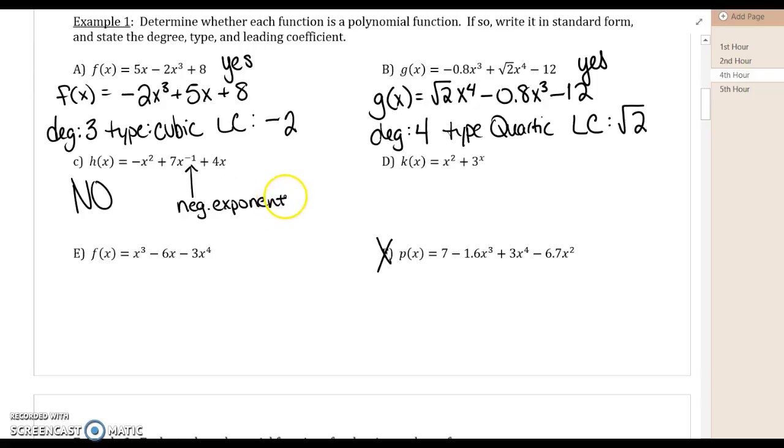What about D? D is not a polynomial, and here's the best way to describe why. It has an unknown exponent. You can't have a variable as your exponent because you don't know what the variable equals. That variable could end up being an imaginary number, or a negative number, or a fraction, or a decimal. So because we don't know what the exponent is, it can't be a polynomial. E is a polynomial.